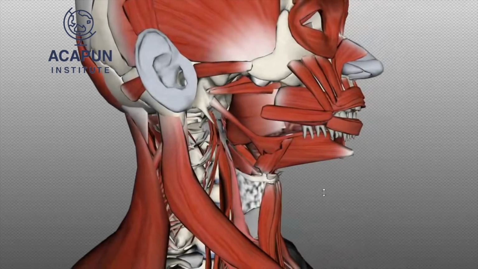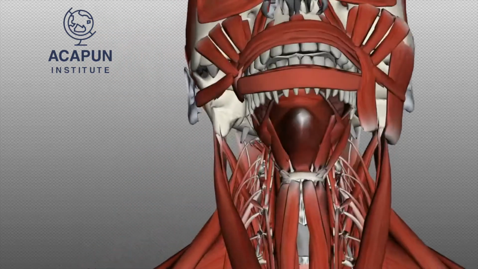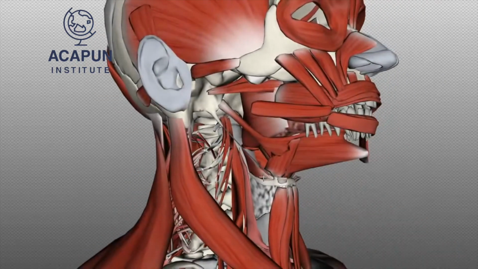The next muscle along is this muscle here, this quadrilateral shaped muscle, the hyoglossus. This muscle originates on the greater horn of the hyoid bone, and then it inserts onto the lateral surface of the tongue. So what this muscle does is it depresses the tongue. Because it's got its inferior attachment on the hyoid bone, you can see if it contracts, it'll bring the tongue downwards. So that's the hyoglossus muscle.